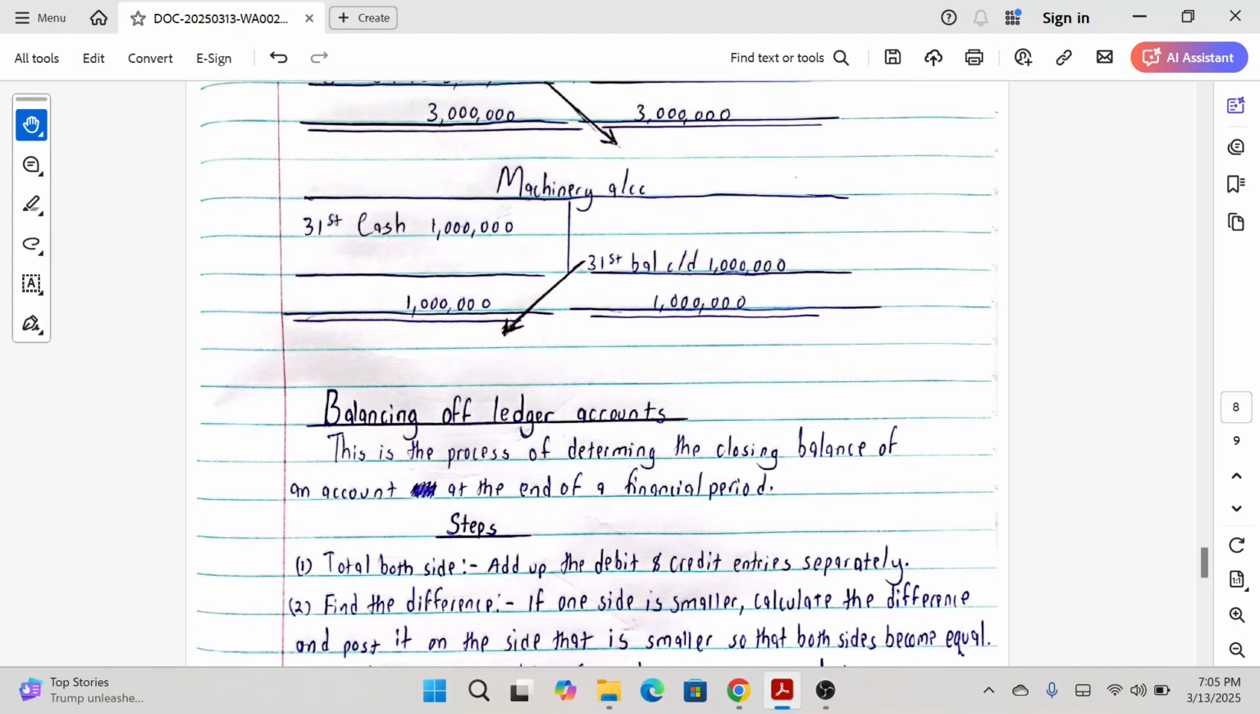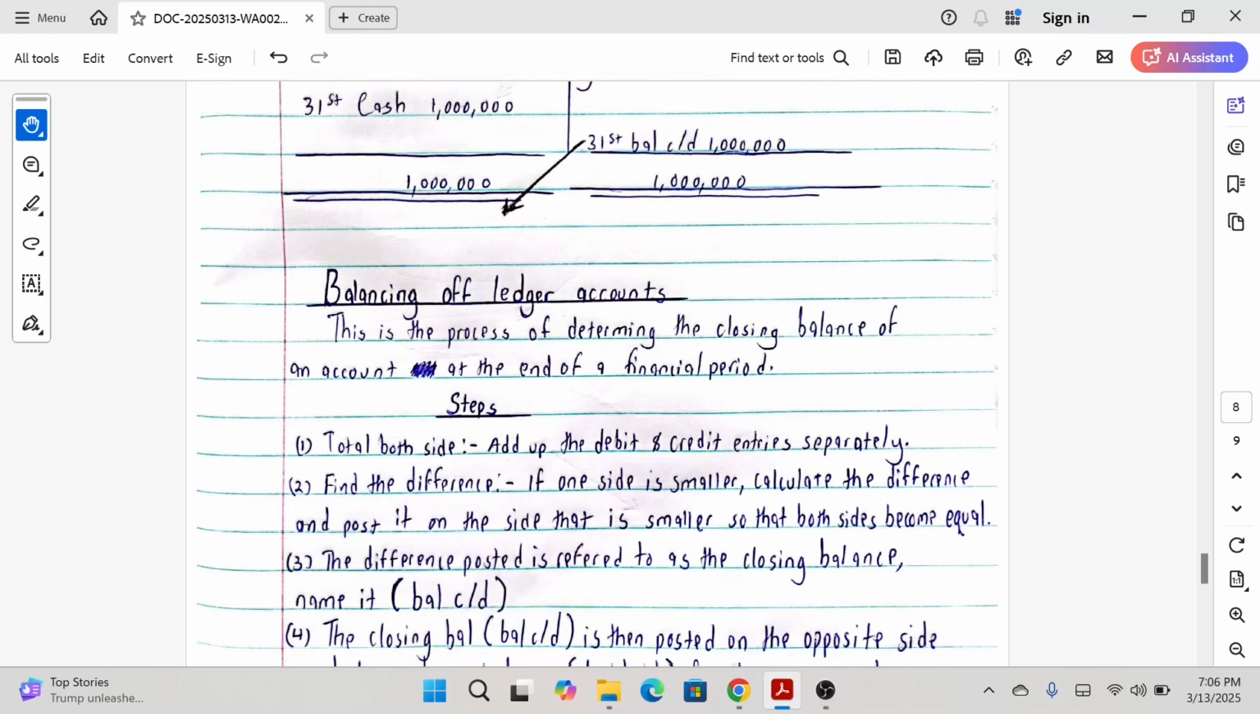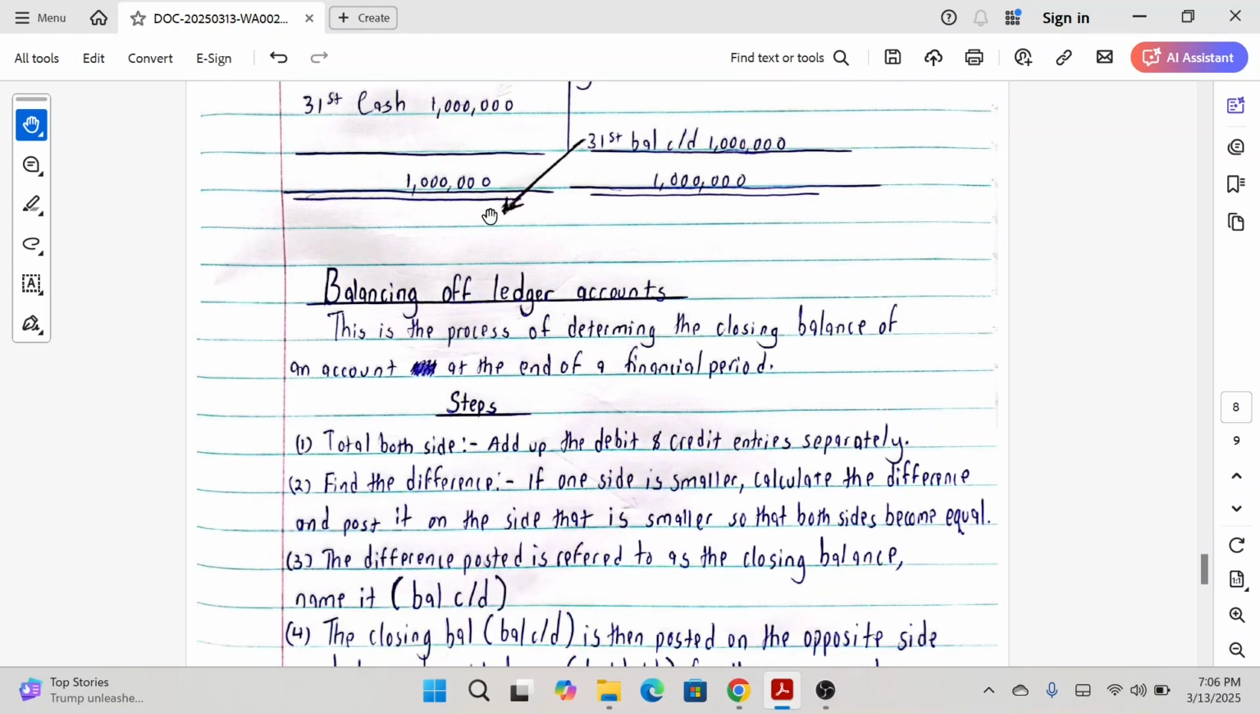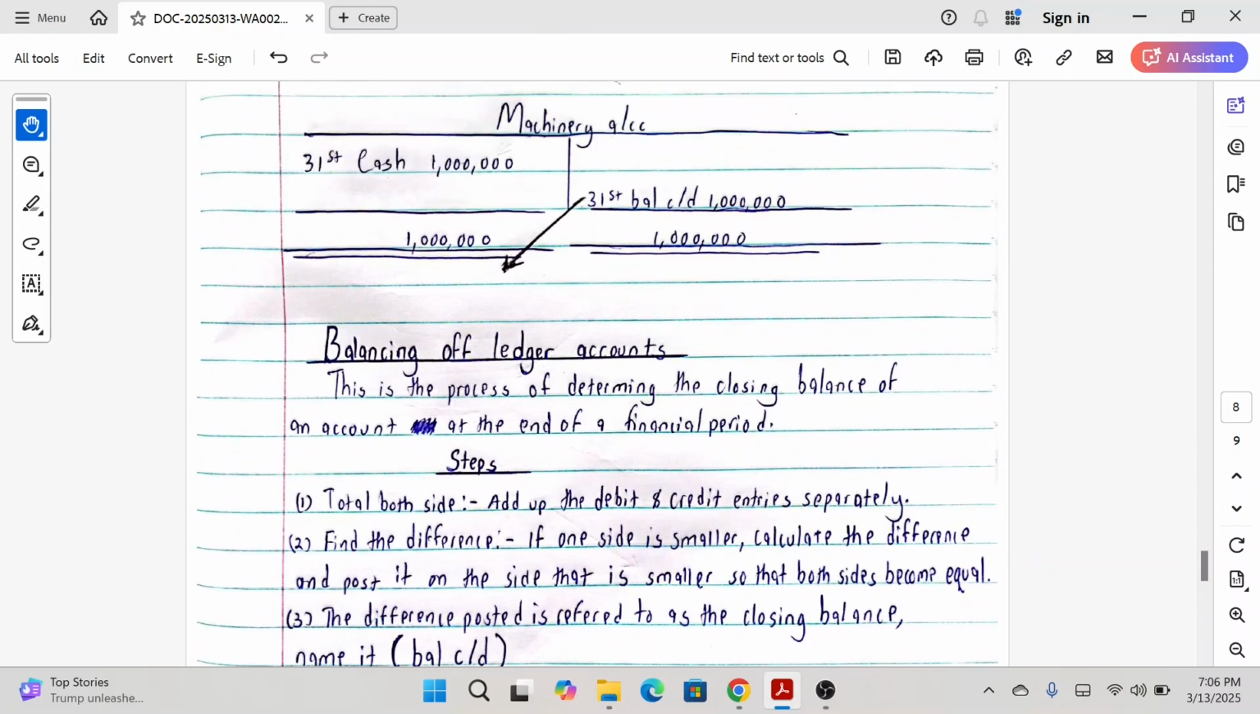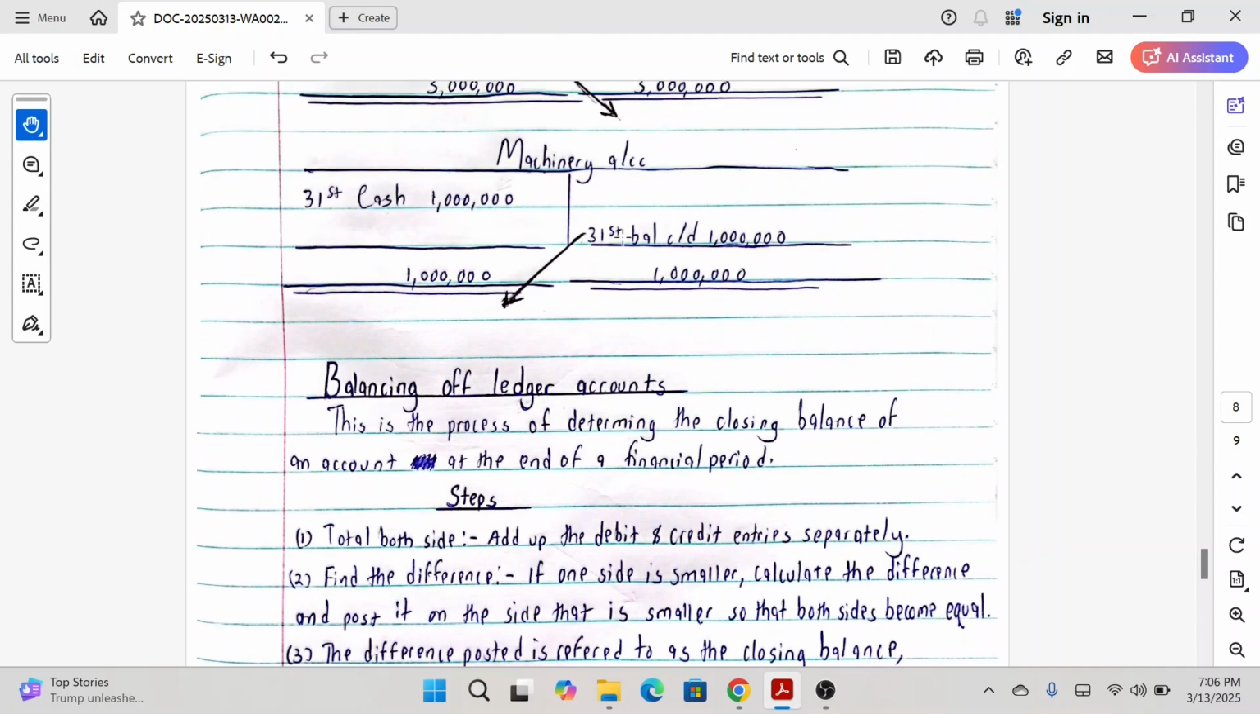So after me naming it, balance carried down. Remember, it closes up. Remember, January has 31 days, so we close up to the end. So on the 31st, we have a balance carried down of 1 million. This will be posted to the opposite side if I tell them to have an opening figure in the next period of machinery. So this will cross over. We post it in the next period to act as a balance brought down of machinery.